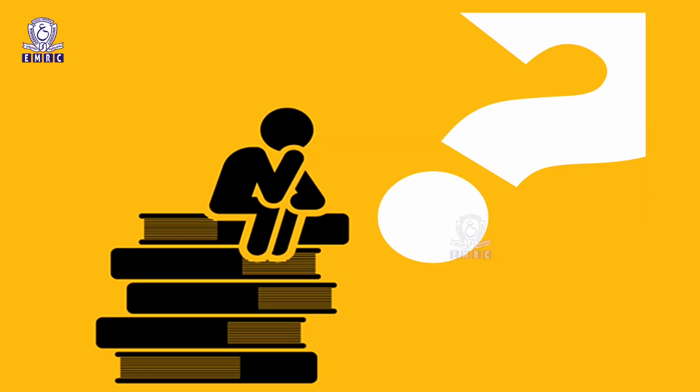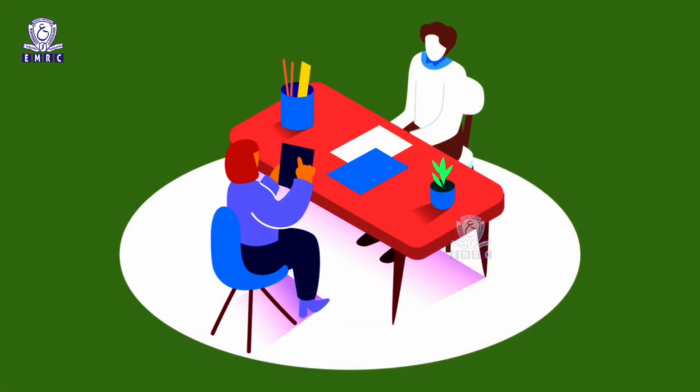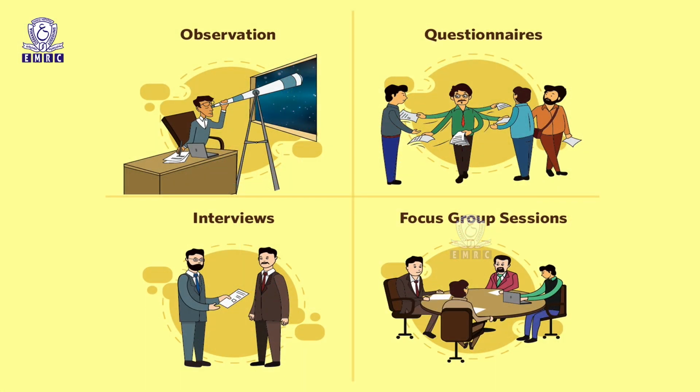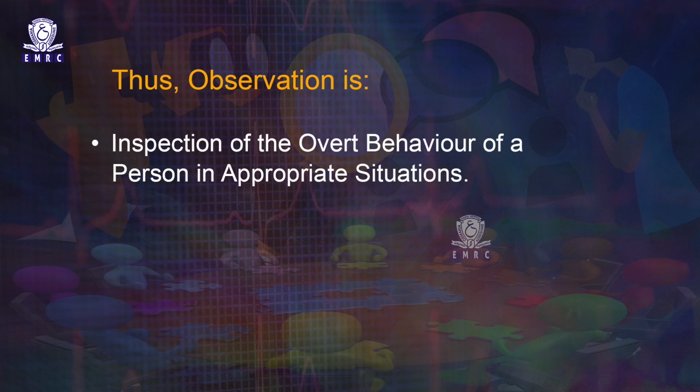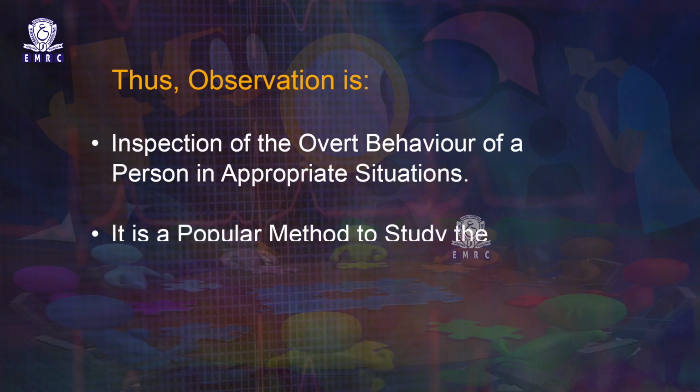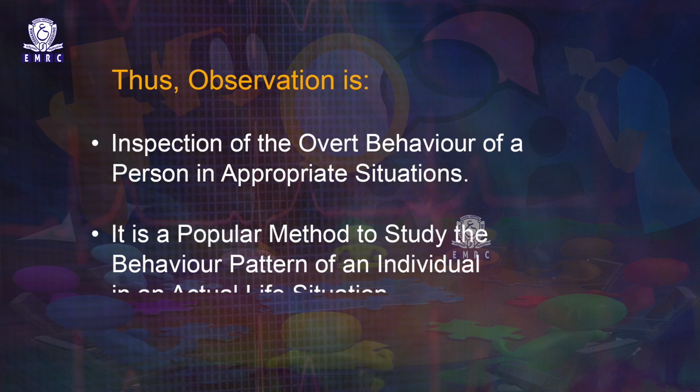Psychologists or researchers use observation as a scientific tool to learn about behavior, but they use it in a planned, precise, and systematic manner. They use observational techniques to measure behavior as it occurs. Thus, observation is inspection of the overt behavior of a person in appropriate situations. It is a popular method to study the behavior patterns of an individual in an actual life situation.